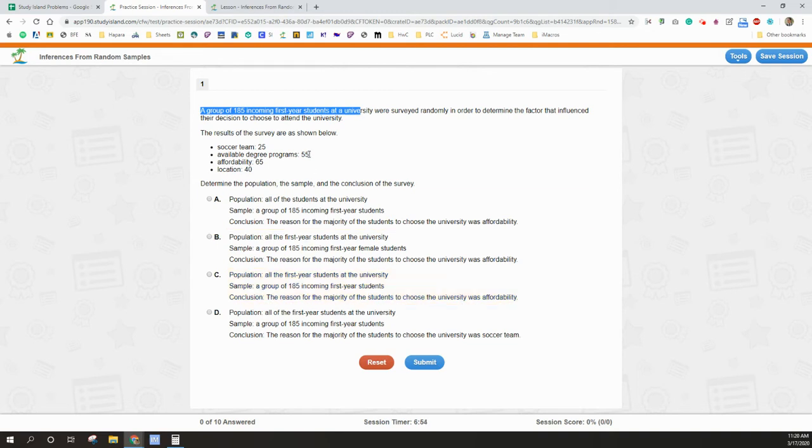Finally, what's the conclusion? The conclusion of the survey is what we can tell from the numbers. And according to these numbers, the affordability was the most popular response. It got 65 out of the 185 responses. Let's see what the conclusion is for C. The reason for the majority of the students to choose the university was affordability. Well, if we look at D, it says all the first year students of the university, just like C. And it says sample is a group of 185 incoming first year students, just like C. But its conclusion is the reason for the majority of the students to choose the university was a soccer team. But the soccer team is not nearly as popular a reason as affordability. So C is the answer.